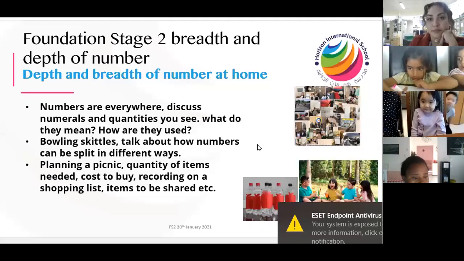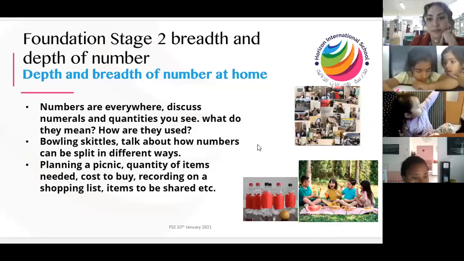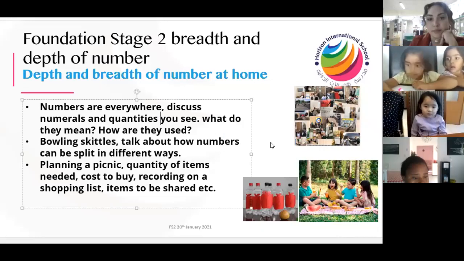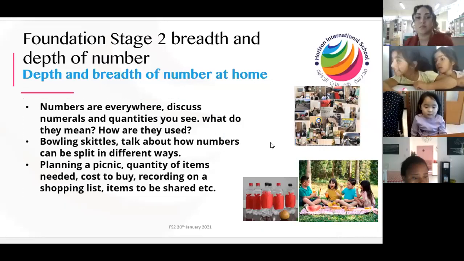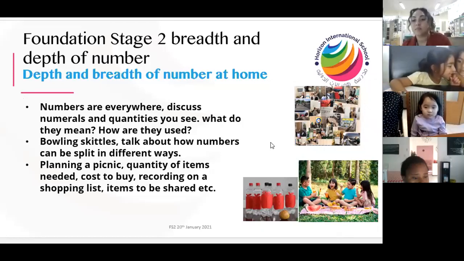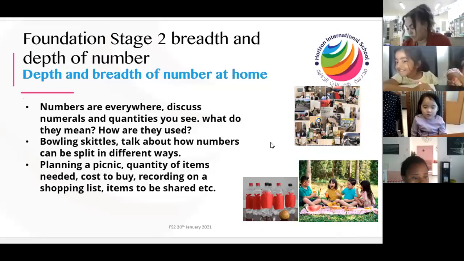So numbers are everywhere. What we want to do is we want children to understand why we talk about different numbers, and how they can be used in school.